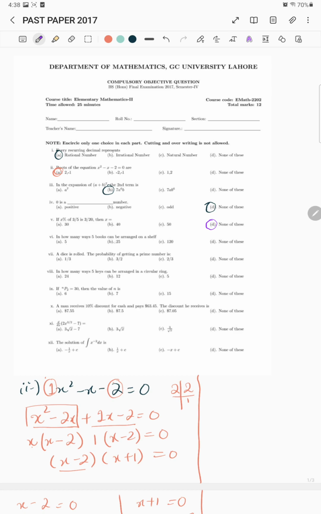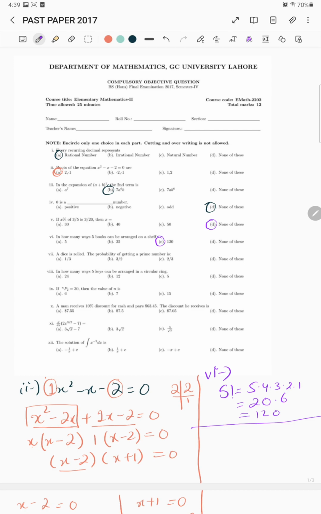In how many ways can 5 books be arranged on a shelf? So arranging 5 books on a shelf is very easy. It's 5 factorial, which is equal to 5 times 4 times 3 times 2 times 1, which is equal to 120. Option C is the answer.